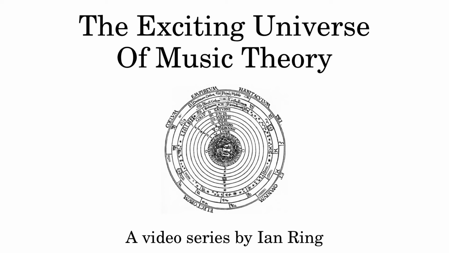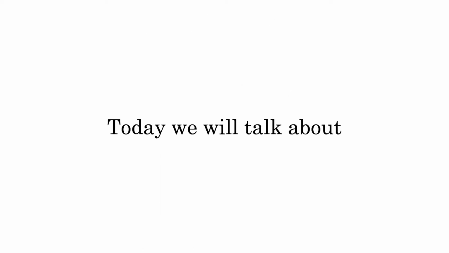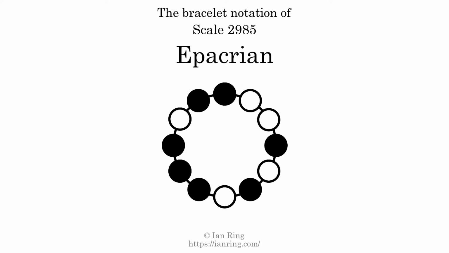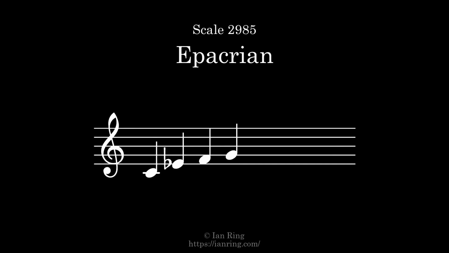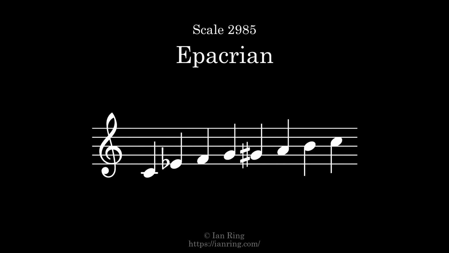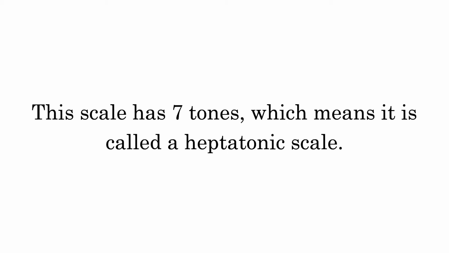Welcome to the exciting universe of music theory. Are you ready to learn? Then let's begin. Today we will talk about scale 2985, Epacrian, which sounds like this. This scale has 7 tones, which means it is called a heptatonic scale.